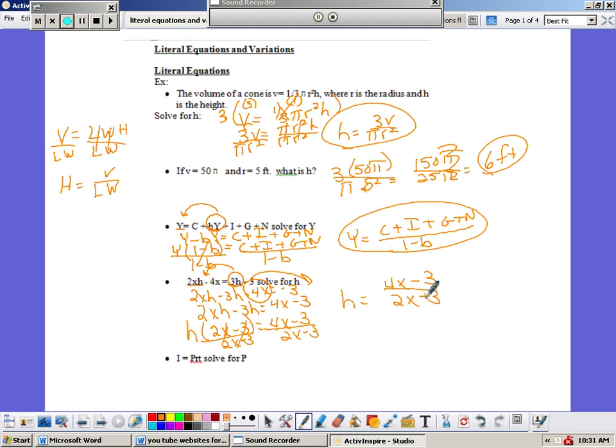Okay, next one I want to solve for p. What's with p? RT. It's being multiplied, so I divide it out. P is equal to I over RT. Easy one compared to the last two, huh?